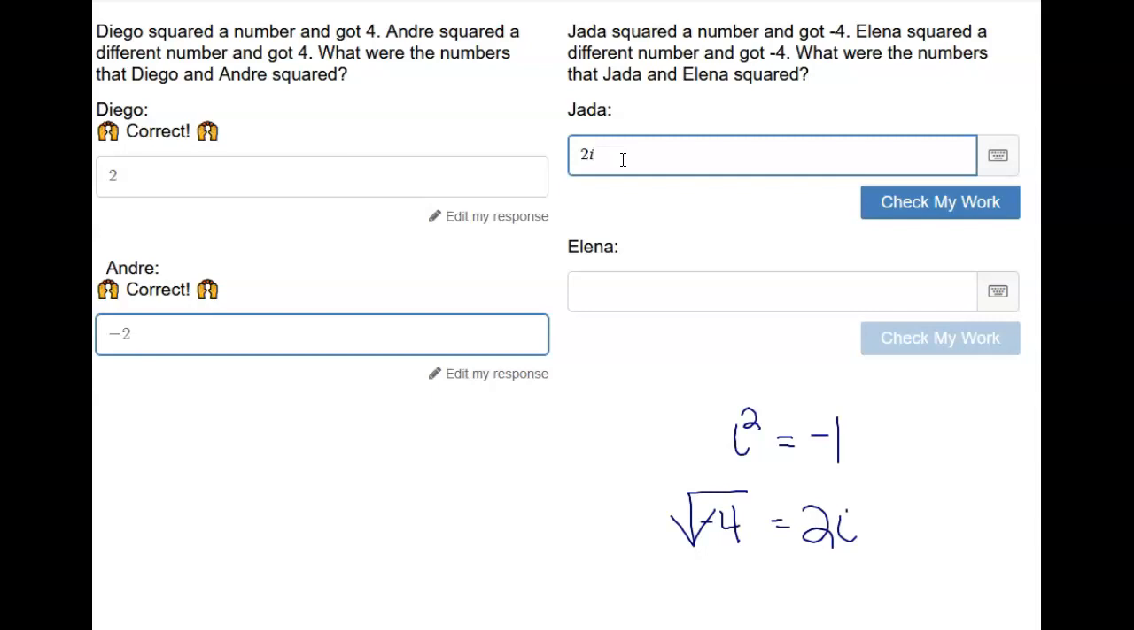Well, then what would Elena have squared? Well, if we think about how we did this one over here, if you square 2 and you get 4 and you square negative 2 and you get positive 4, what number would we also have to square here to get also a negative 4? So we could square a negative 2i.